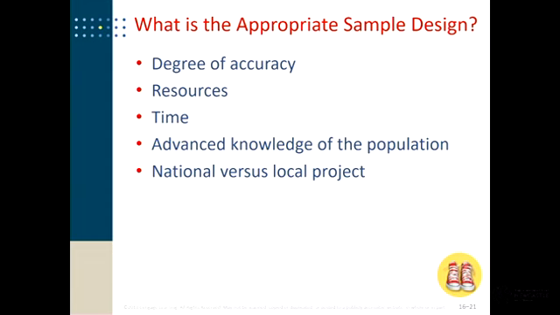First of all is degree of accuracy. Degree of accuracy means, as a researcher, how tolerant you are to random error. How tolerant you are, or what degree of accuracy you want. If you want a high degree of accuracy, probably you will choose one sampling technique, and if you do not want high degree of accuracy, or if you have high tolerance to error, probably you will choose a different sampling technique.